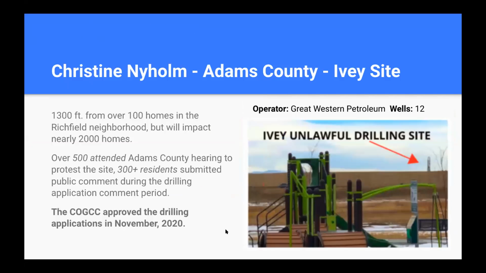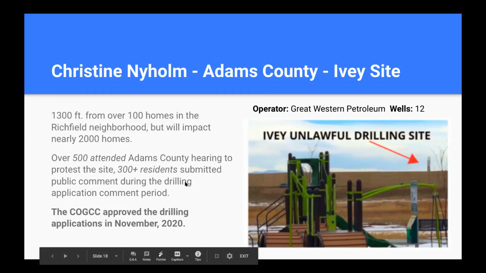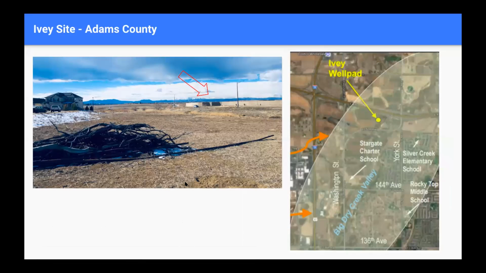Kristin Logan is from Adams County. She's going to be talking about the Ivy site. So this is the site that is extremely close to homes and schools in the unincorporated Adams County area. It's less than 1,300 feet from over 100 homes and will impact nearly 2,000 homes. This site is also incredibly controversial. Over 500 people attended Adams County hearings to protest the site, and over 300 residents submitted public comment during the application period, and the COGCC still went forward with approving the permits in November of 2020. There's a picture of the site. There's a picture of a home.